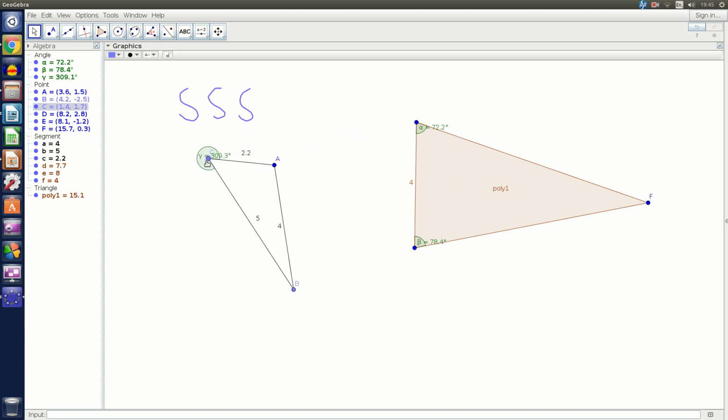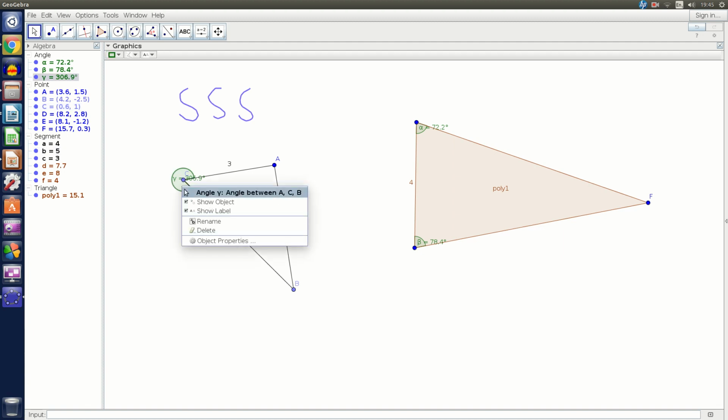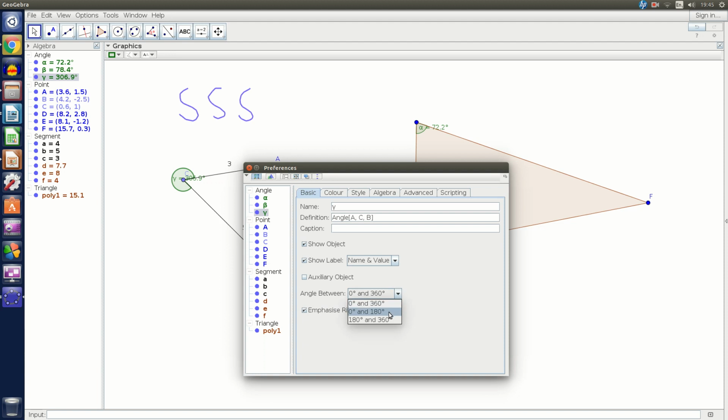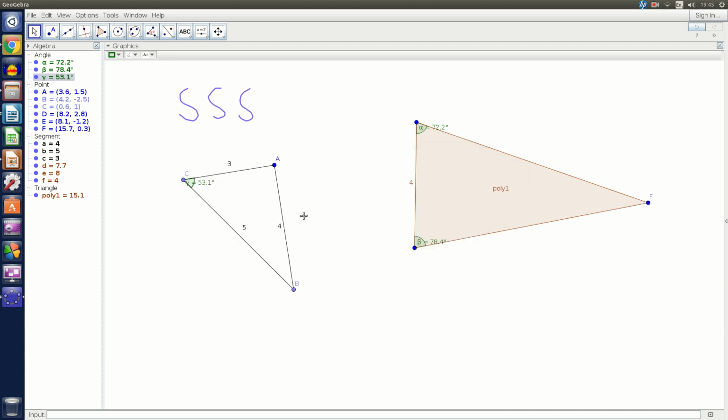If I try and move it over here, I actually end up with exactly the same triangle. I'm just changing where that angle's appearing. I end up with exactly the same triangle just on the other side. It's a 3, 4, 5 triangle with that angle at 53.1.